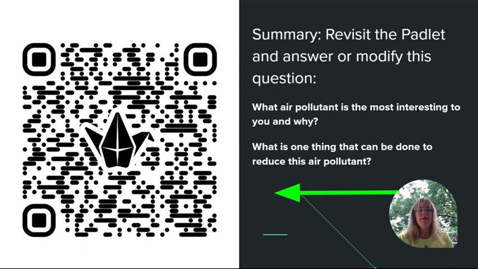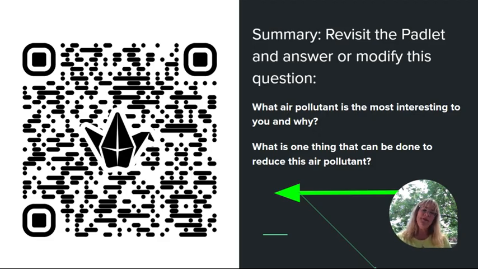But let's revisit this Padlet, students. We want to go back to the Padlet that we started at the beginning, and let's answer or modify the question. Which air pollutant is the most interesting to you and why? After all the things we learned today, which one is the most interesting and why? And then also answer, what is one thing that can be done to reduce this air pollutant? Okay, so try to think of something.